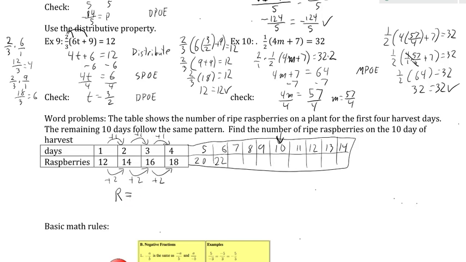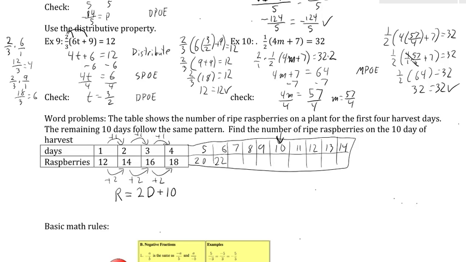The number of ripe raspberries is given by 2 times the number of days plus 10. When you plug in 1, 2 times 1 plus 10 is 12. When you plug in 2, 2 times 2 plus 10 is 14. When you plug in 3, 2 times 3 plus 10 is 16. So this is the relationship for that table.